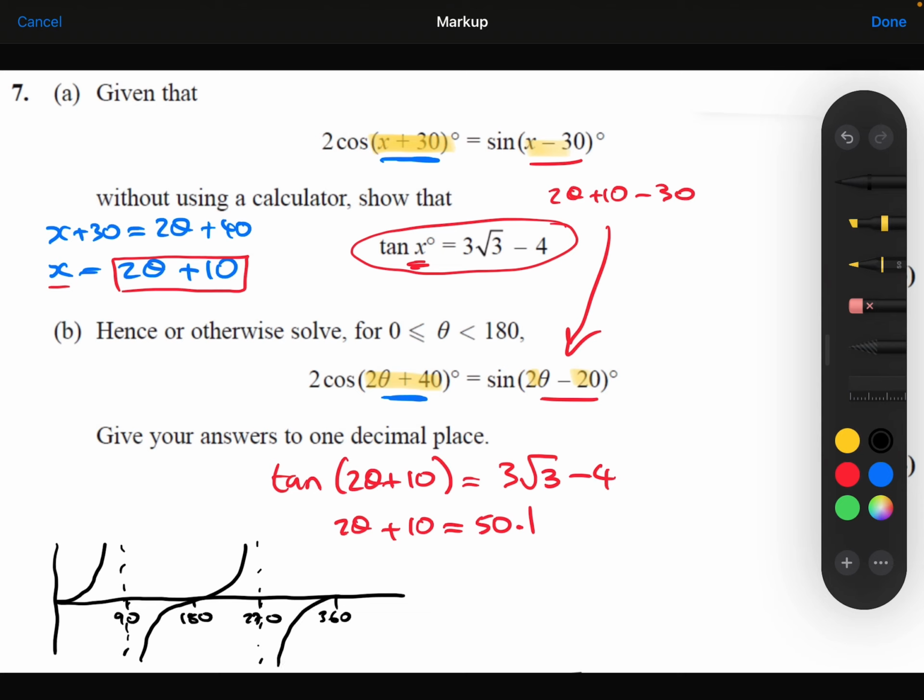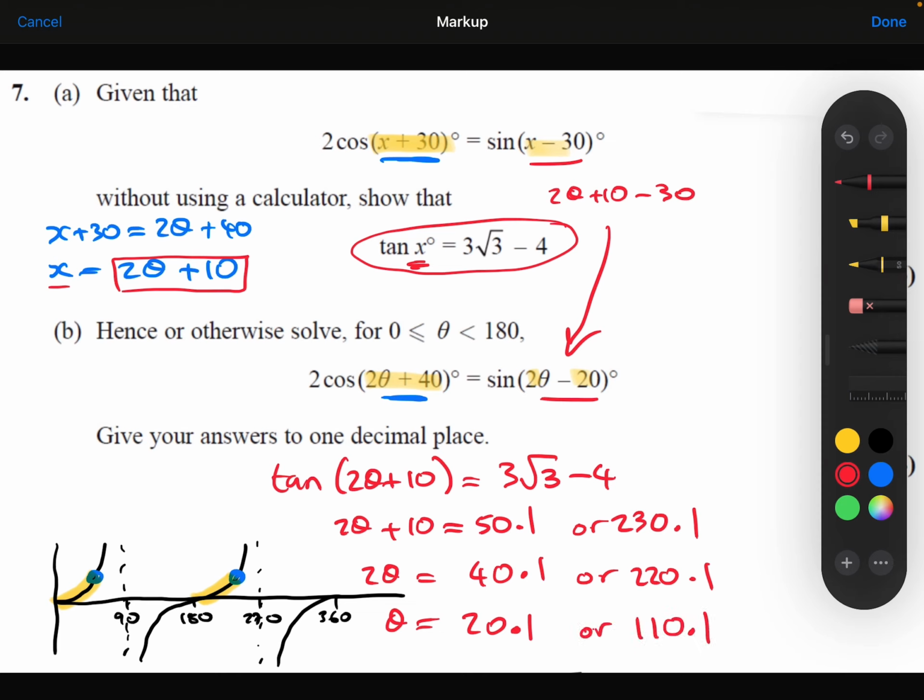Okay, so there's my tan graph. I've already seen that my first solution was here at 50.1. The second solution therefore will be there. So like I say, this is 50.1. So I'm now going to do 180 plus 50.1, which is 230.1. We'll now subtract 10 from both of those. And then we'll divide both of those by 2. And my final answers to one decimal place are 20.1 or 110.1.